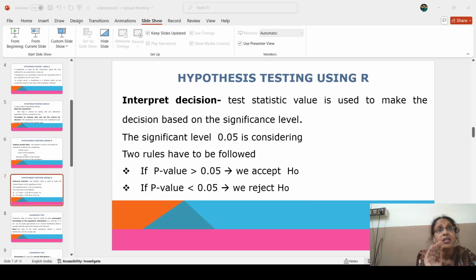Here the p value is less than 0.05. Then we reject the null hypothesis. Like this we can perform the test in R. Thank you, one and all.